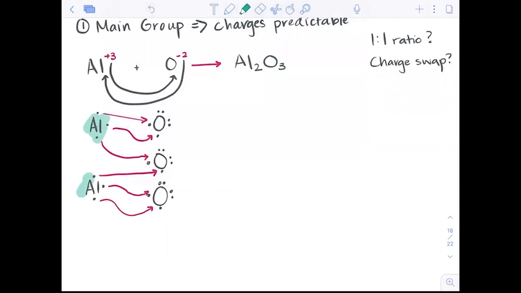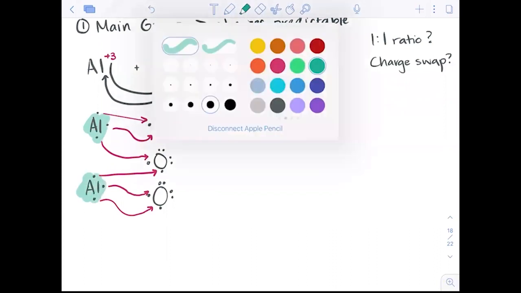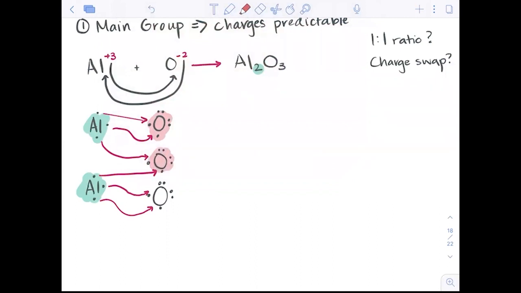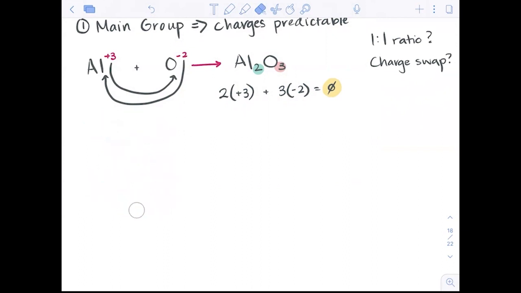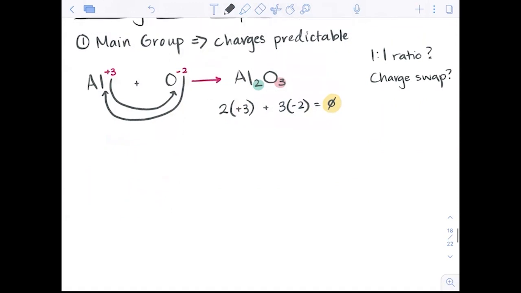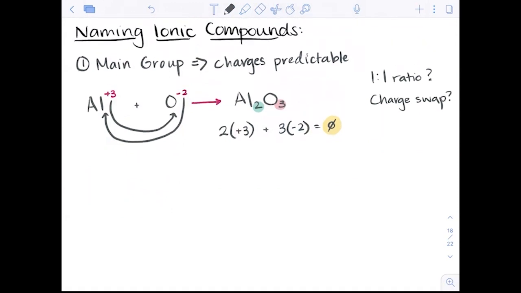We physically have 2 aluminums. There's the 2. And we have 3 oxygens. There's the 3. Another way we could look at this is if we had 2 aluminums with a +3 charge and we had 3 oxygens with a -2 charge, that overall is a net 0 charge. That is what we always want to be able to see in an ionic compound. We should have a net 0 charge. So hopefully that solidifies the charge swap for you so that you will accept it as what it is.